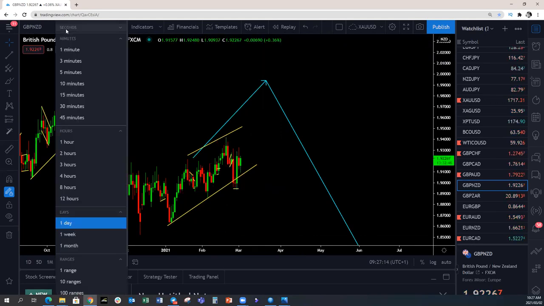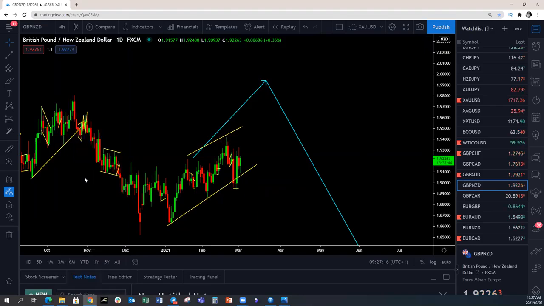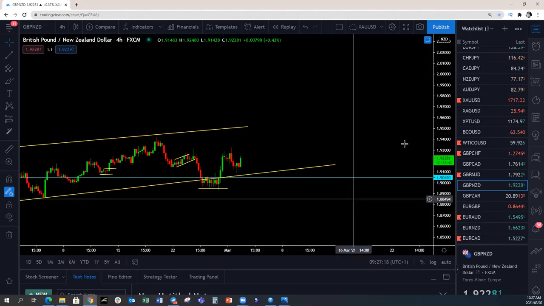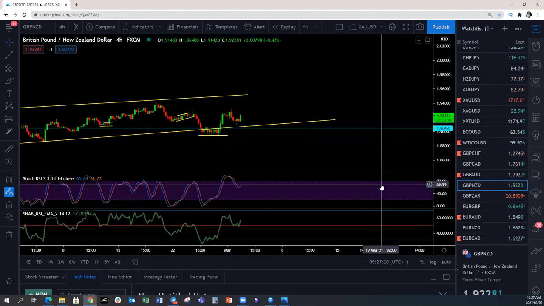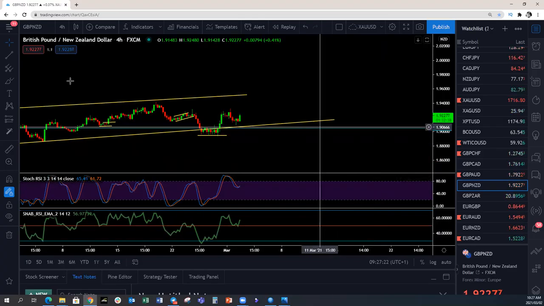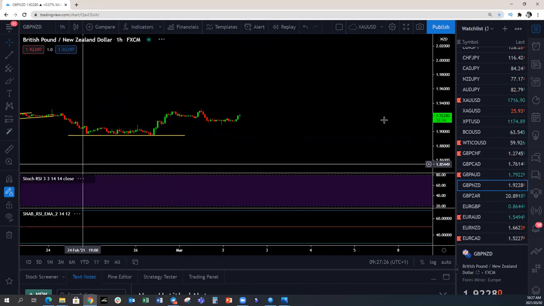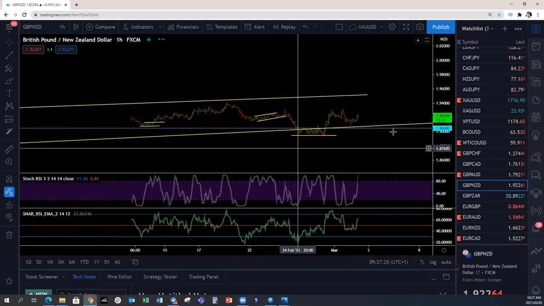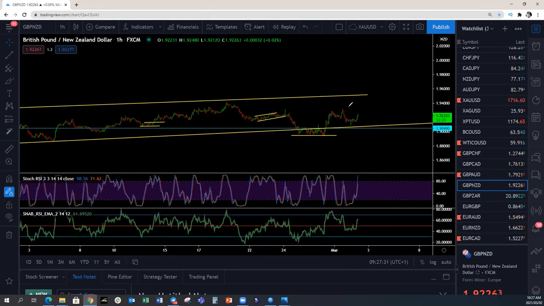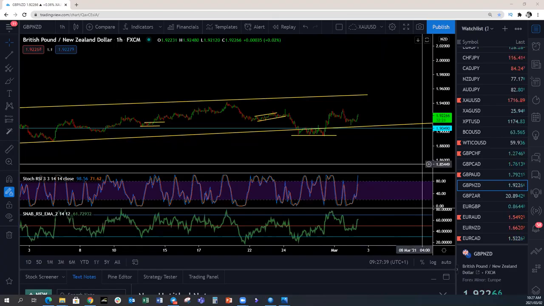On Pound New Zealand, let's go 4 hour. So 4 hour on Pound New Zealand is giving us no trade setup. Let's look at it on the 1 hour. Do we have a setup on the 1 hour? On the 1 hour, it's not a clean setup, really. It's not really a clean setup for upside. So we can see that's going to push to the upside, but not a very good entry on this one.